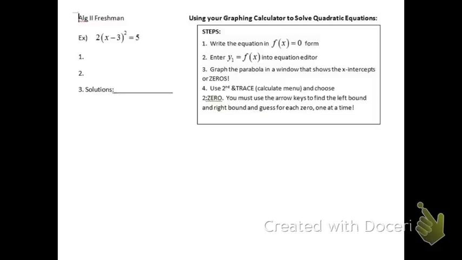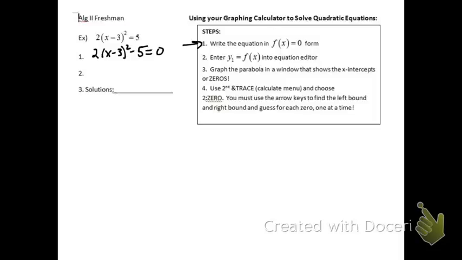In this one, we're going to try to find when 2 times (x minus 3) squared equals 5. Step 1 is to write the equation so that it's set equal to 0. So I'd have to subtract 5 from both sides, which would then leave me with 2 times (x minus 3) squared minus 5 equals 0. So we want to make sure it's set equal to 0. Good news is I do not need to write this in standard form. The calculator will recognize this and take care of the work for me.